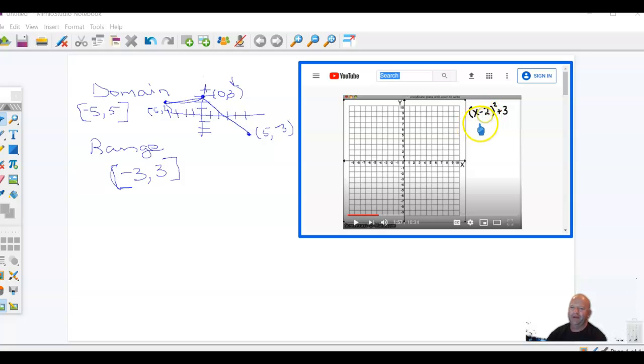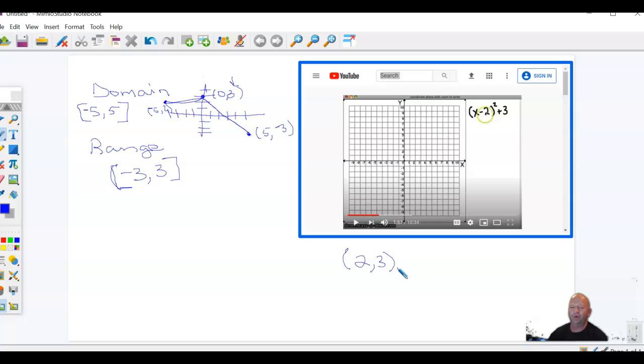So in this case, we would have 2, and then the y part of the vertex is this number right here. It's not the opposite, there's no way to solve for 0 here, so it's just 3. So that's going to be the lowest or the highest point on the graph where it turns direction.